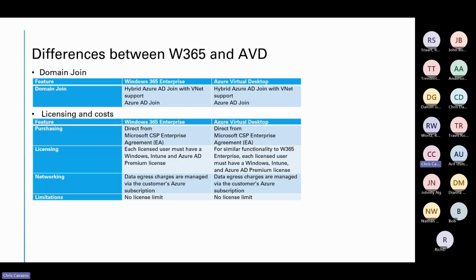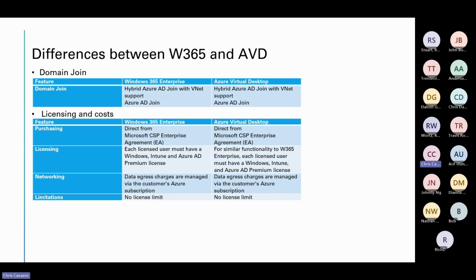And here are some differences between Windows 365 and AVD. Again, what I'm focusing on here is the enterprise version of Windows 365 and the differences between it and AVD. For domain join, both Windows 365 Enterprise and AVD support hybrid join, but you have to have your backend VNet configured to connect to your on-prem data center or to a domain controller so that it can perform the hybrid join.